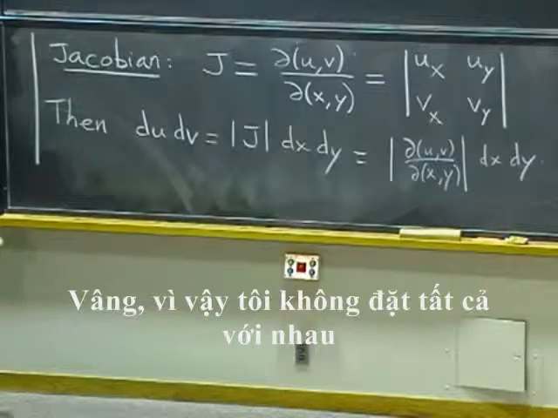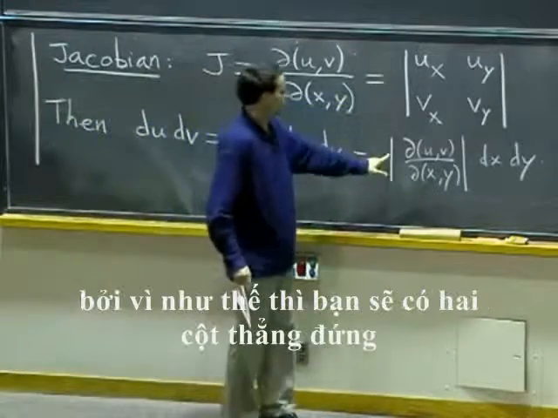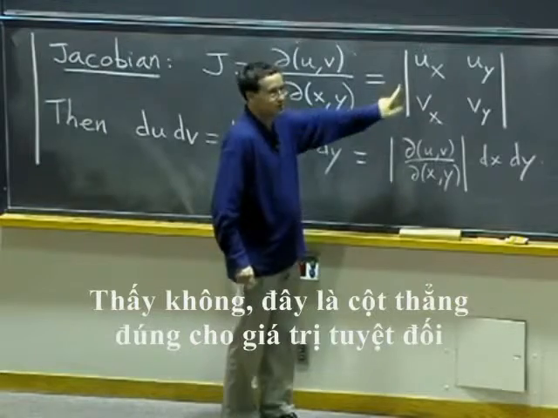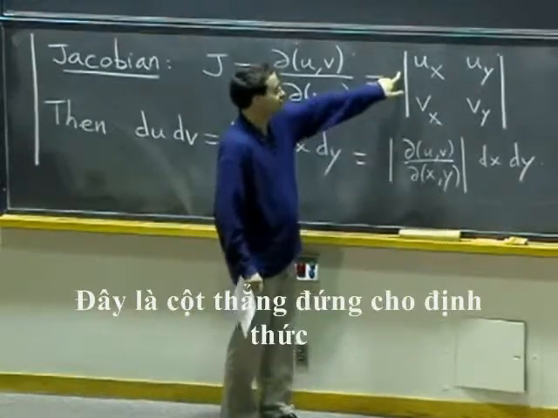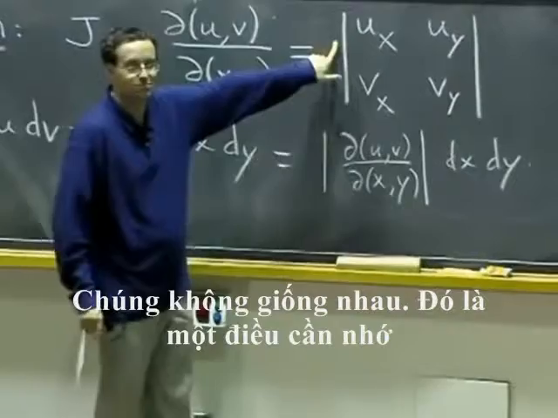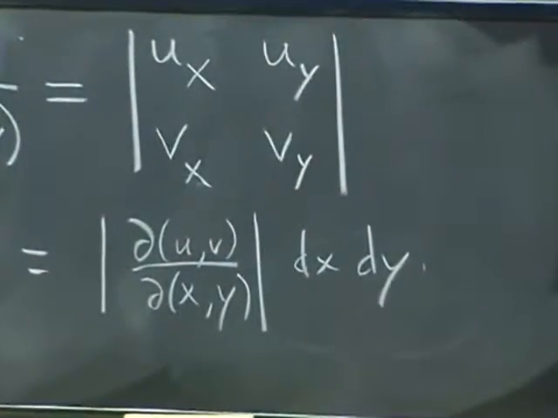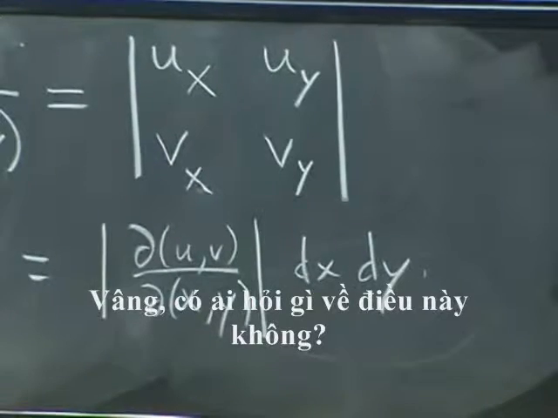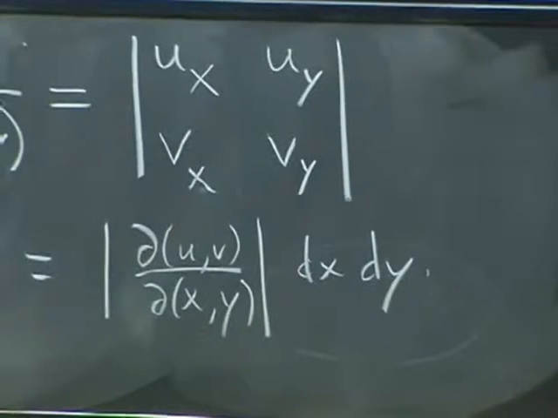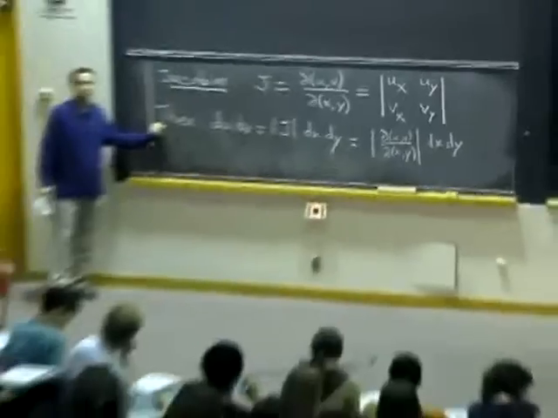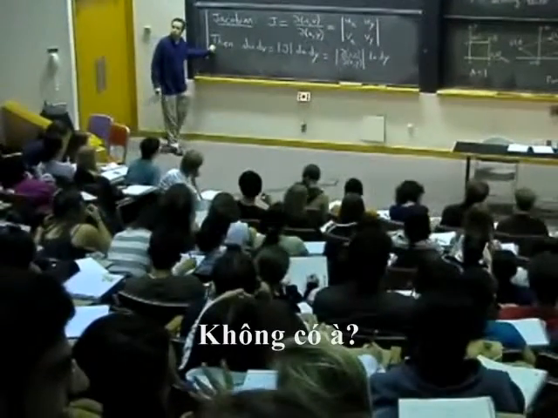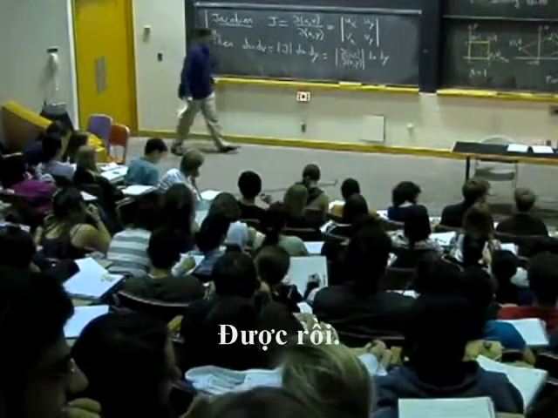I didn't put it all together because then you would have two sets of vertical bars. This is a vertical bar for absolute value, and this is a vertical bar for determinant. They're not the same. That's the one thing to remember. Okay, any questions about this? No? Okay.